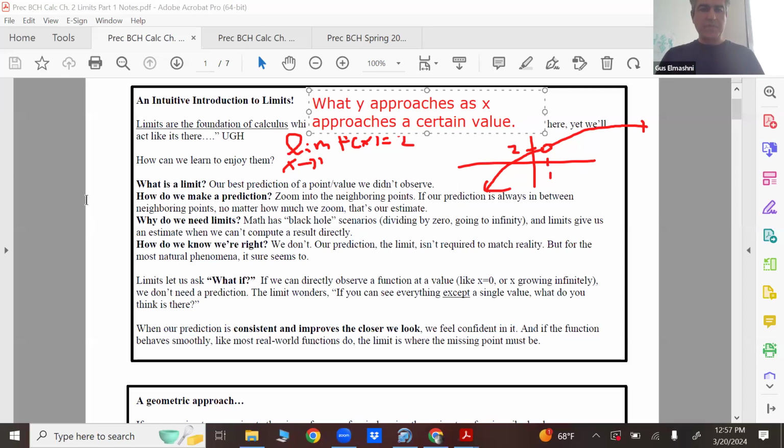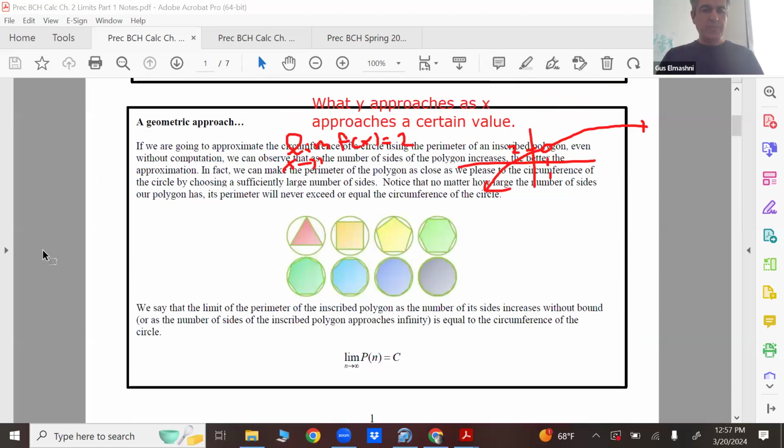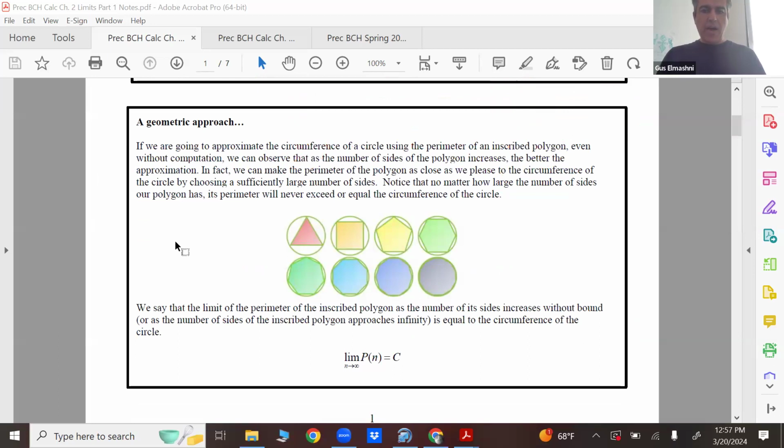Now, the geometric approach. Let's take a look at that on the bottom of the page. So what do you notice first? You see a polygon inside of a circle. And what's happening with each subsequent polygon? We're adding a number of sides. First you have a triangle, then a quadrilateral, then a pentagon, then a hexagon, septagon, octagon, nonagon, decagon, and so forth, right?